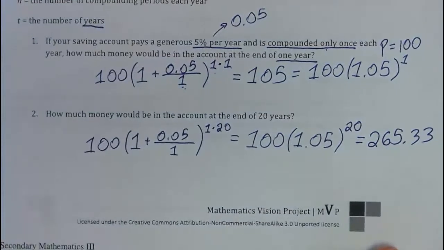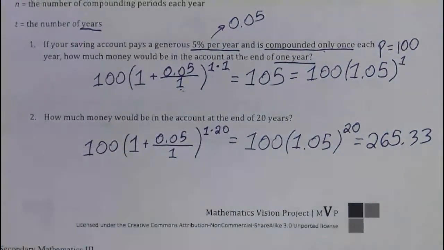So after 20 years, we've gained quite a bit of money. We've gained $165.33 on our investment after 20 years. So we've almost tripled our money in 20 years, which is pretty good.